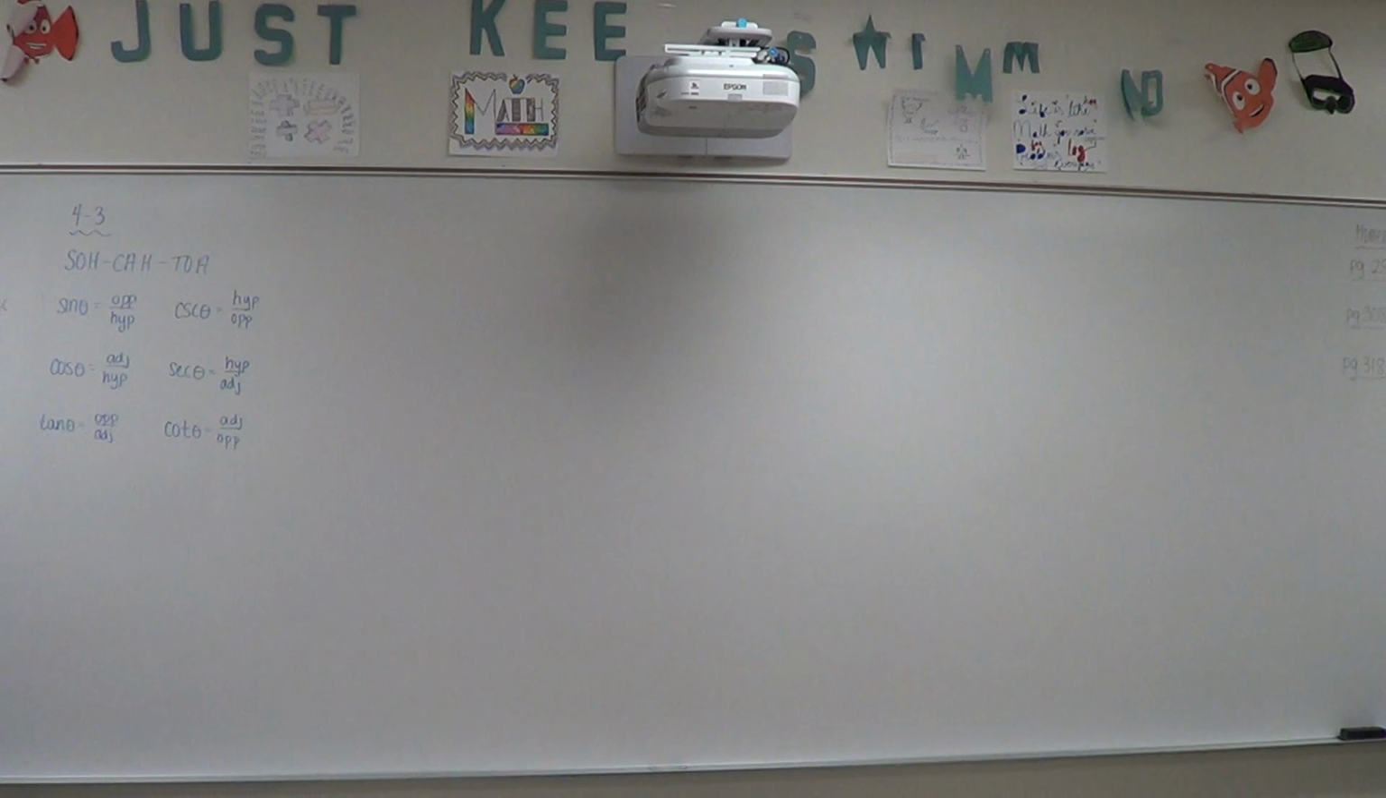Okay, SOHCAHTOA only works on right triangles. That means you have to have a 90-degree triangle. Let's say this is the angle I'm using. Hypotenuse is always the one across from the right angle. The adjacent one is the one right next to the angle. And so this one would be the opposite.